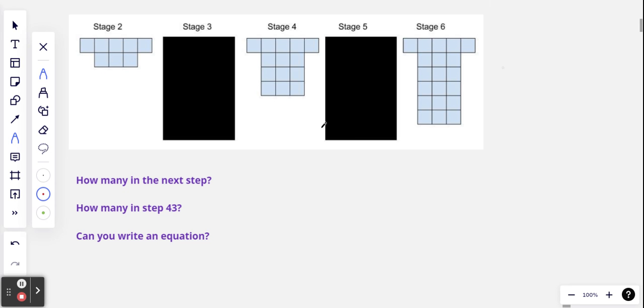And your challenge is to determine how many of these blue squares are in the next stage, so stage 7. And then, if you can do that, can you figure out the number in stage 43? And can you write an equation that could be used to predict the number of squares in any stage at all? So that's the challenge. It's a difficult one today. If you'd like to accept it, pause the video and see what you can do.